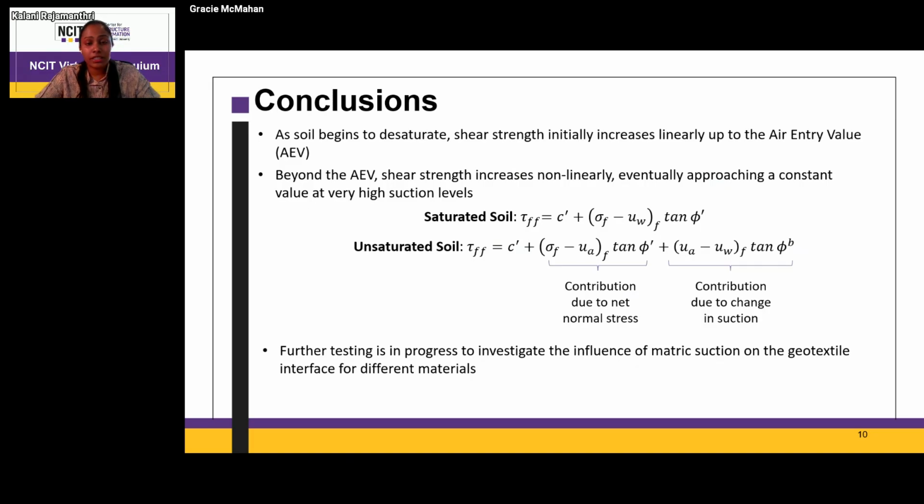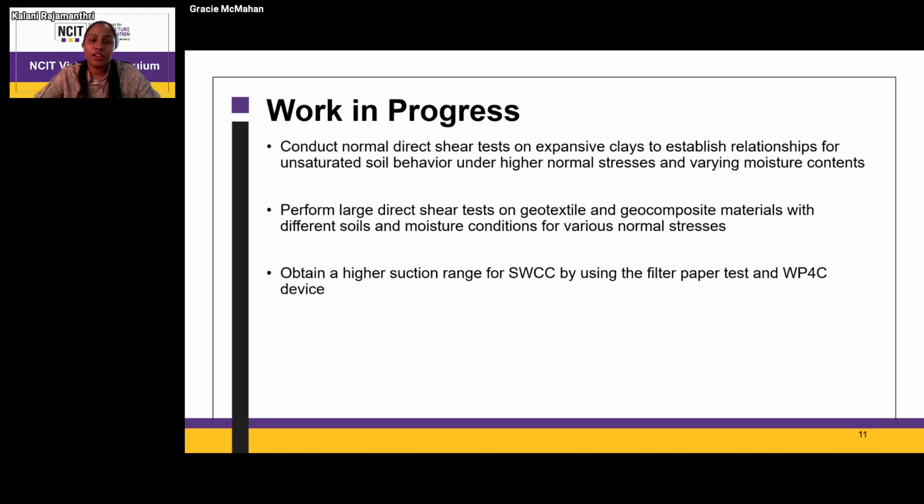So we are conducting further testing to see how suction affects the soil geosynthetic interface with different soil types, which will help us to have a better understanding of the rainforest soil behavior with the various moisture conditions. Next slide, please. So this is the current work in progress.